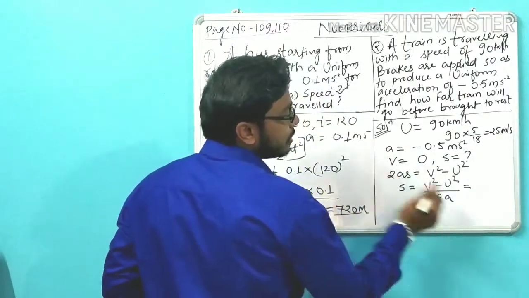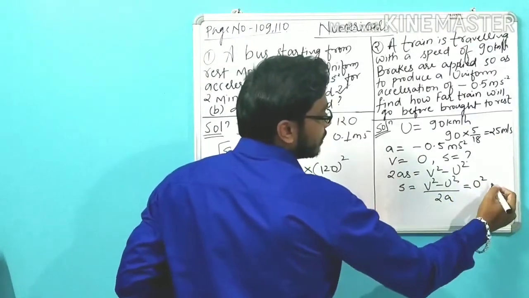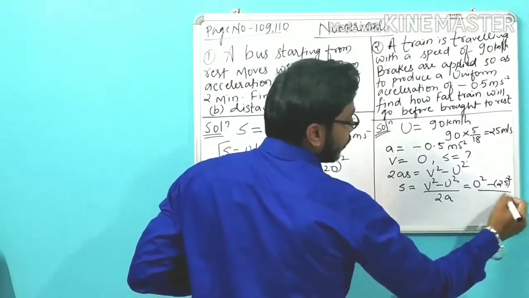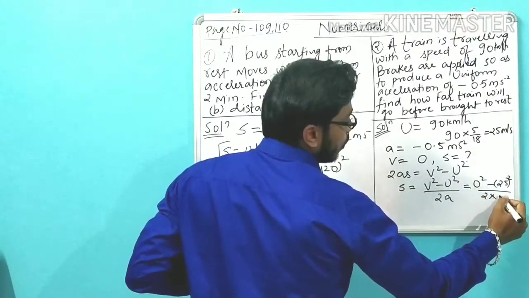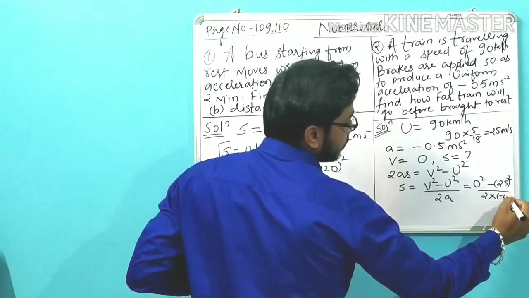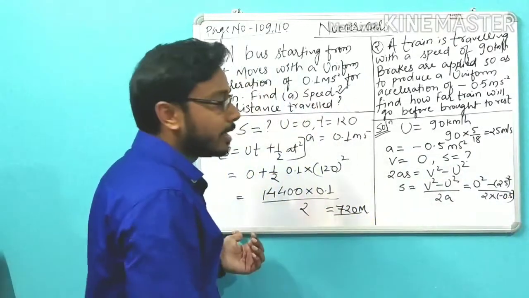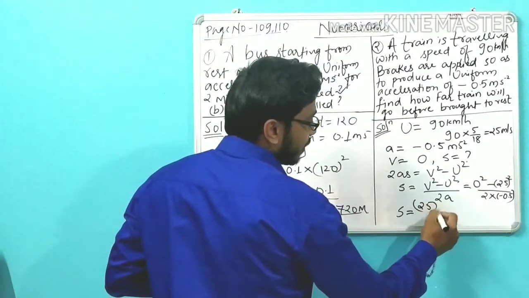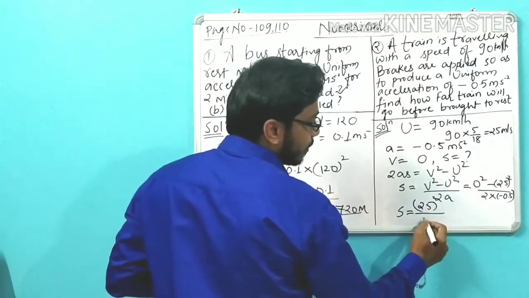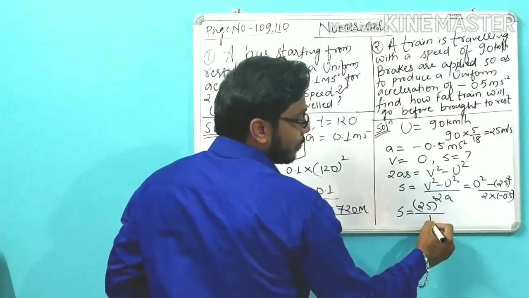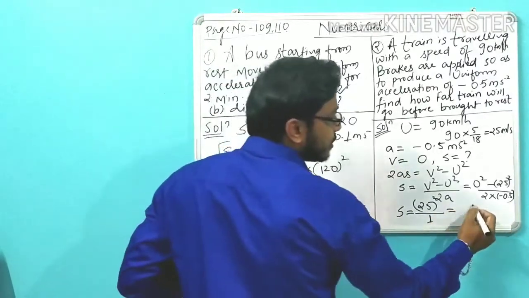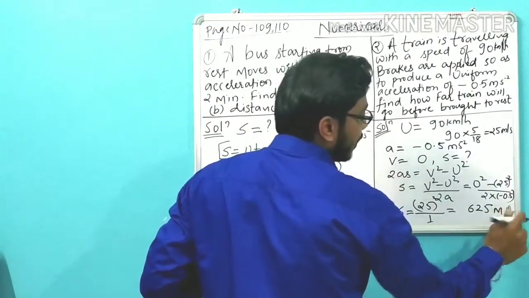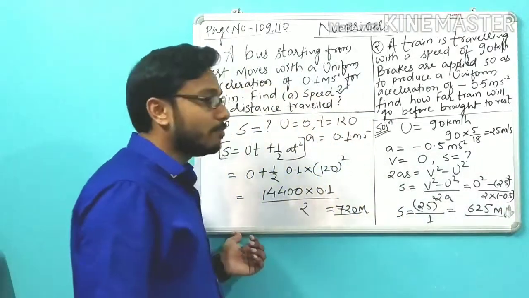V is what? 0. So 0 square, minus u is 25 square, upon 2 into minus 0.5. By solving, what will we get? s equals, 0 is there, so directly we will write 25 square. Then 2 into 0.5 is 1. So 25 square is 625 meter. So the distance will be 625 meter.